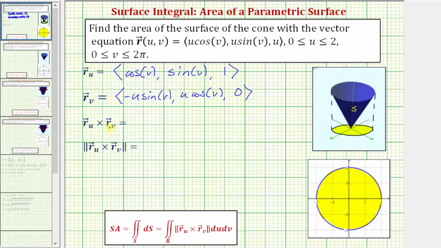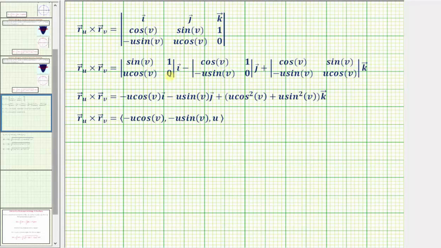Now for the next step, we'll find the cross product, and I've already set this up and done some of the work to save some time. This cross product would be equal to this 3 by 3 determinant, where the first row is the unit vectors i, j, and k, the second row is the components of the partial with respect to u, and the third row is the components of the partial with respect to v.